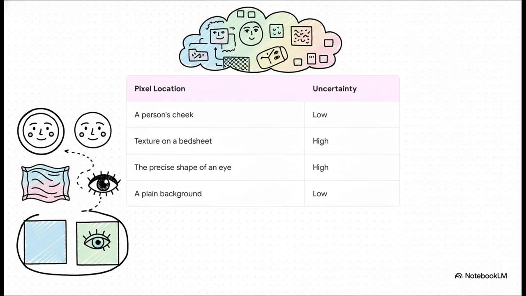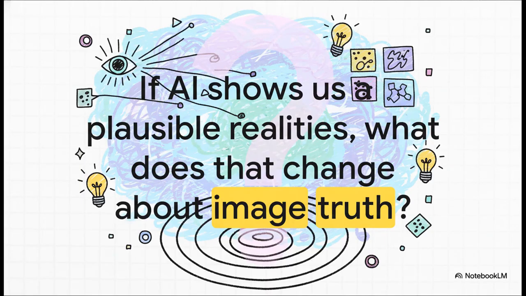But what if the texture on a bedsheet or the precise expression in someone's eyes is changing wildly from one sample to the next? That's where the AI is uncertain. It's basically raising its hand and telling us, look, I know there was something here, but I'm having to guess at the fine details. And this brings us to one last really fascinating question to think about.